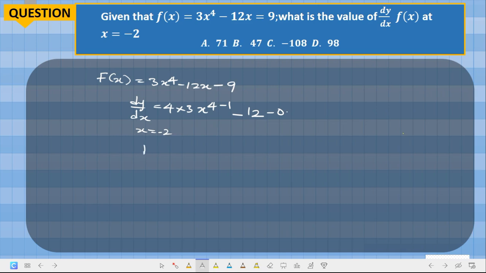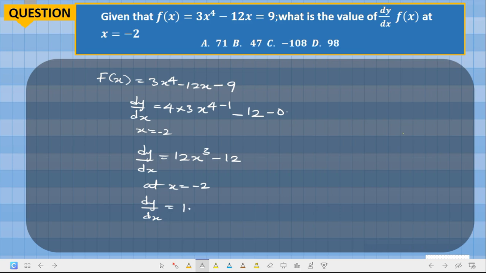0. And this becomes dy/dx is equal to 4 times 3, which is what? 12x to the power of 4 minus 1. 4 minus 1 is what? 4 minus 1 is 3, then minus 12, because 12 minus 0 is 12. Now what do we do at this point? You substitute in what? At x is equal to minus 2, substitute in minus 2.